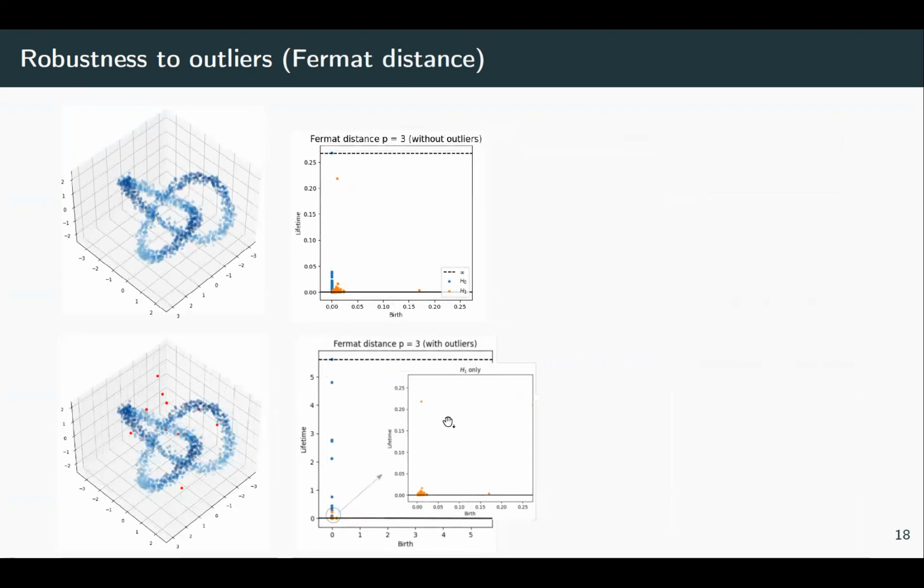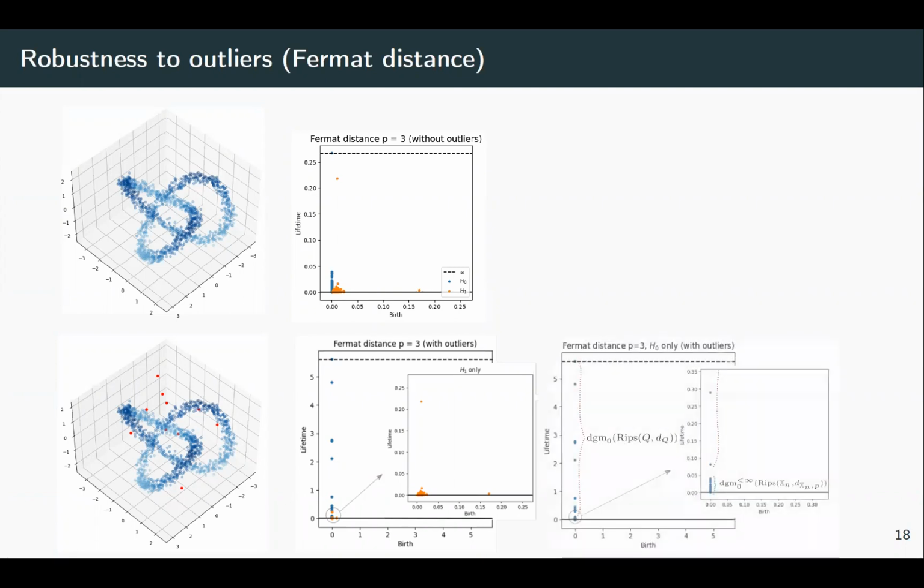If you zoom in, for each degree you have a different diagram. And if you compare the diagram for H1 with the case without outliers, you can see that these 2 diagrams coincide. And this is not by chance. This always happens under some hypothesis. And if you compare the diagram at the level of degree 0, you can see that this part is similar, it's the same, and you also have a single point, one generator for each of the outliers here.